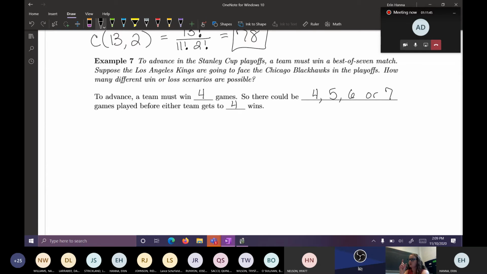So that's how we're going to break it up. We're going to break it up into those disjoint cases: 4 total games, 5 total games, 6 total games, or 7 total games. Then we're going to find the number of ways that they can do that. And then we're going to add all of those options together.